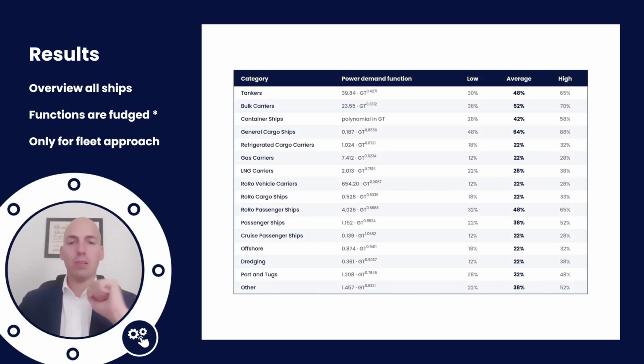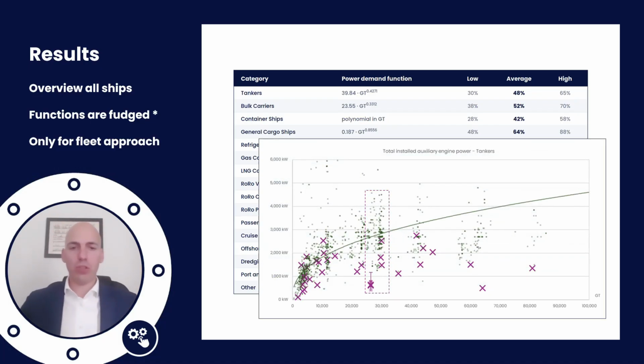So we use this, like I said. So if we have a ship or multiple ships, we first have a look at the category, we input the GT, and as a result we have in our output directly the estimated power demand, low, average and high. And that is done for all the different ships. Back to that beautiful image again. This is for tankers only. And there we have just per GT, we can estimate, all right, that's how good we can get.